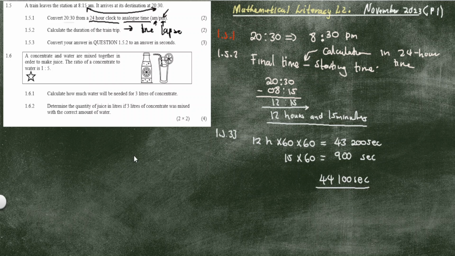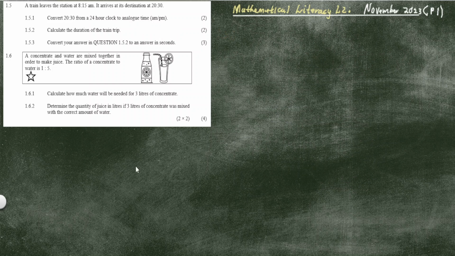Okay, 1.6. We're almost done. Now a concentrate and water are mixed together in order to make juice. The ratio of a concentrate to water is 1:5. What is a concentrate? It's just undiluted juice, like Wild Island, Oros, stuff like that. So 1.6.1.